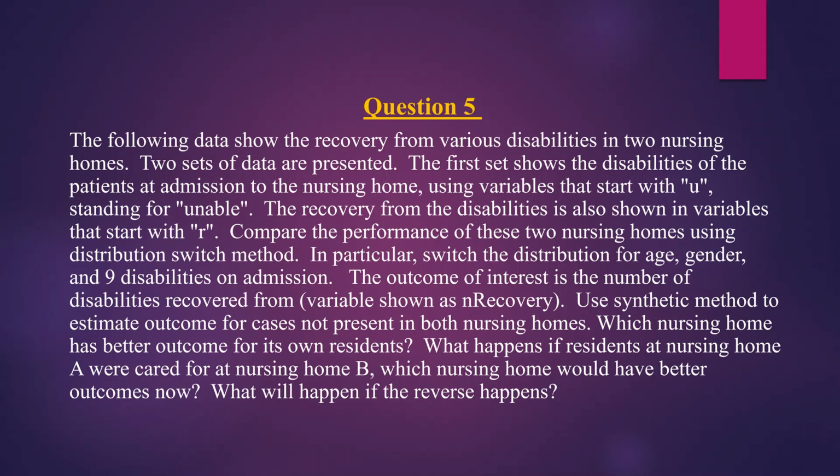The outcome of interest is the number of disabilities recovered from, which is shown as a variable N recovery. Use the synthetic method to estimate outcome for cases not present in both nursing homes. Which nursing home has better outcome for its own residents? What happens if residents at nursing home A were cared for at nursing home B? Which nursing home would have better outcomes now? What will happen if the reverse happens?